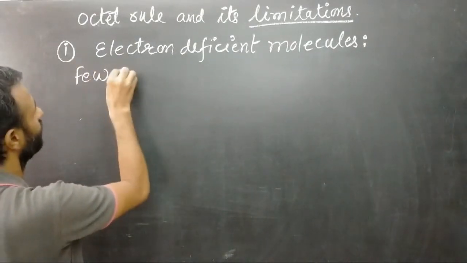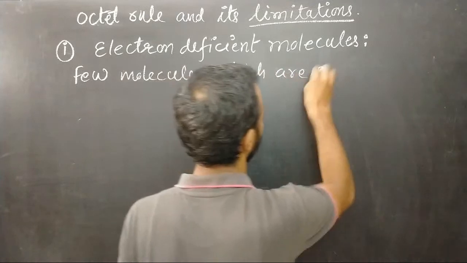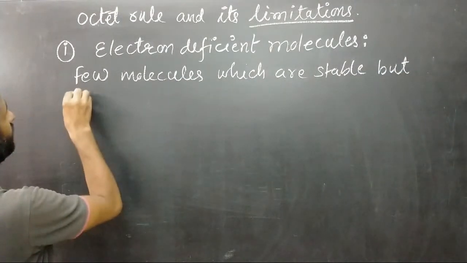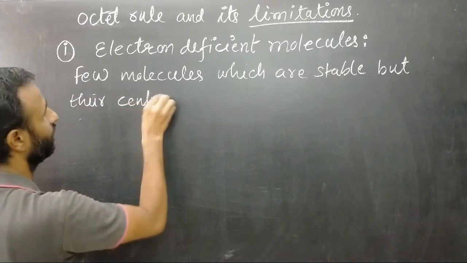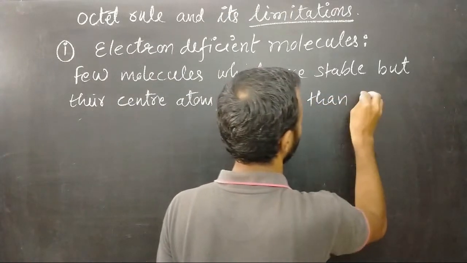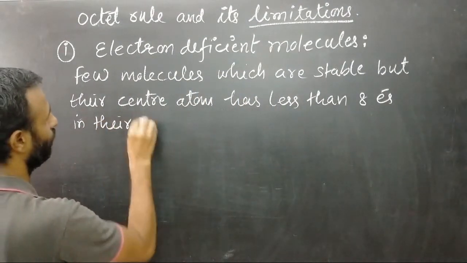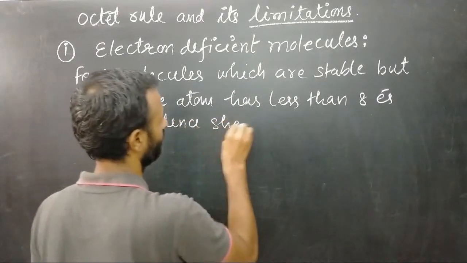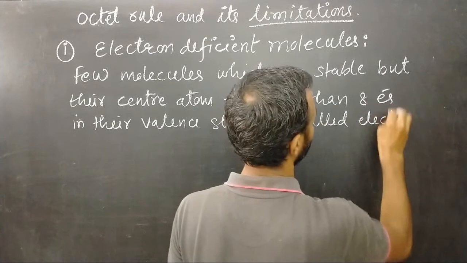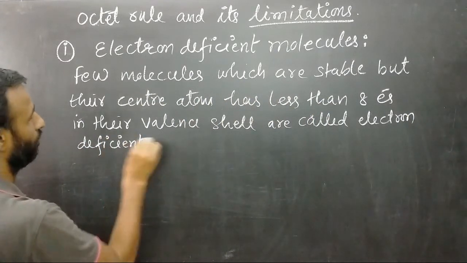Few molecules which are stable but their central atom has less than 8 electrons in their valence shell are called electron deficient molecules.